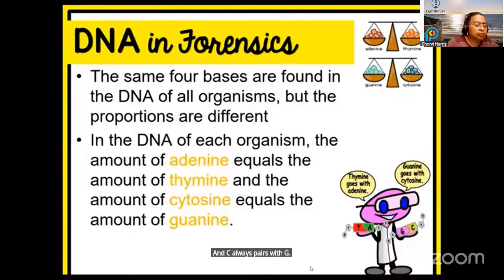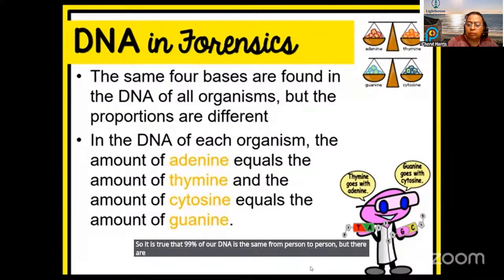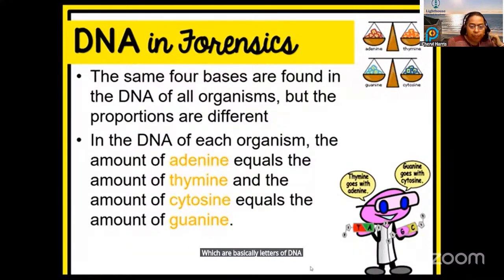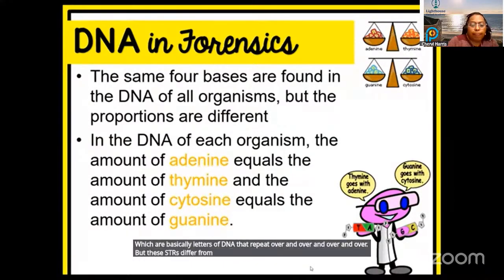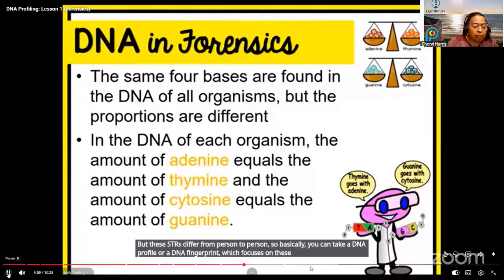It is true that 99% of our DNA is the same from person to person, but there are segments within our DNA that we call short tandem repeats, or STRs, which are basically letters of DNA that repeat over and over and over and over. But these STRs differ from person to person. So basically you can take a DNA profile, or a DNA fingerprint, which focuses on these STRs.